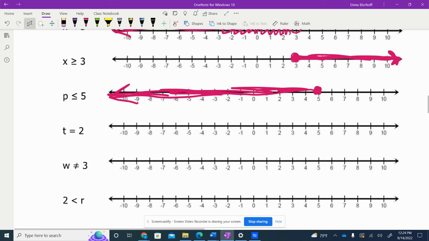What about T equals 2? It is just a dot on 2. You're exactly right. No shading. What about w does not equal 3? Remember, that means all numbers that are not equal to 3. Open circle or closed? Open. It's not equal to. And then I shade everywhere that is not 3, right?